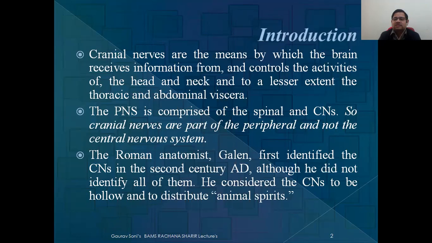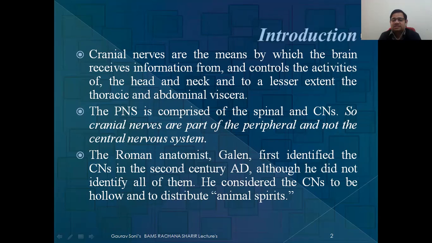Cranial nerves are the means by which the brain receives information and controls the activities of the head and neck, and to a lesser extent the thoracic and abdominal viscera. So basically these nerves control the systems of the head and neck region, but some of them, like the vagus, go down to the abdominal regions also. The PNS, that is the peripheral nervous system, is comprised of spinal and cranial nerves. So the cranial nerve is actually part of the peripheral nervous system, not the central nervous system. It should be very much clear.